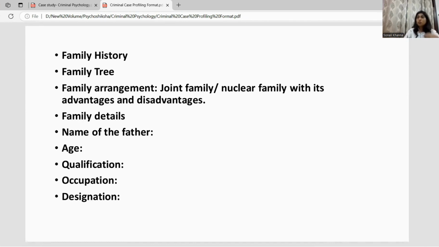So you have to ask whether you were living in a nuclear family or joint family, and the client says, I live in a nuclear family. Do you think a nuclear family is good, or do you want to live in a joint family? What is your take on it? Okay, so ask something more about it.